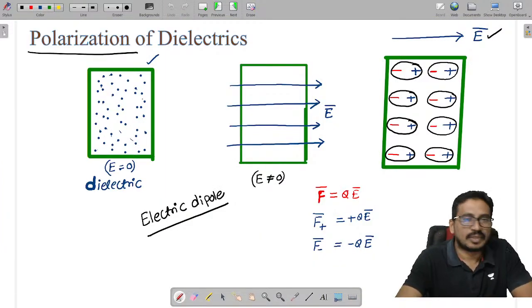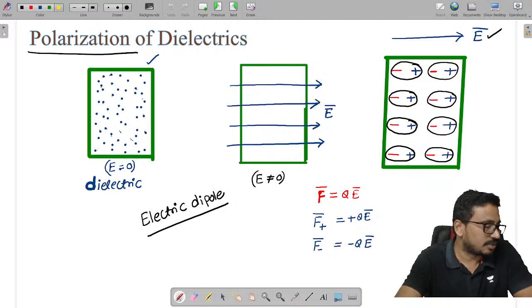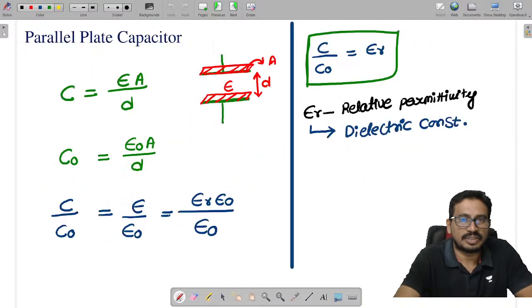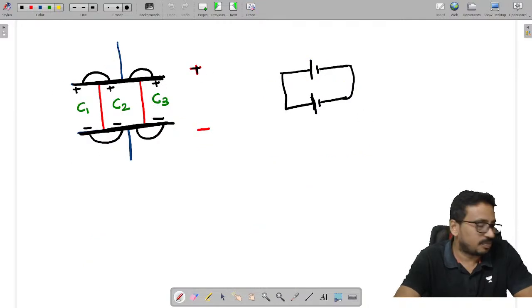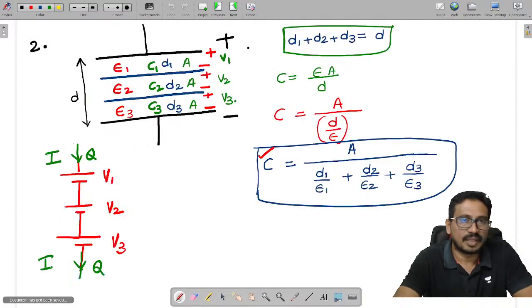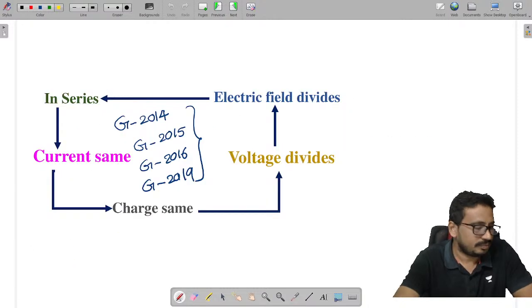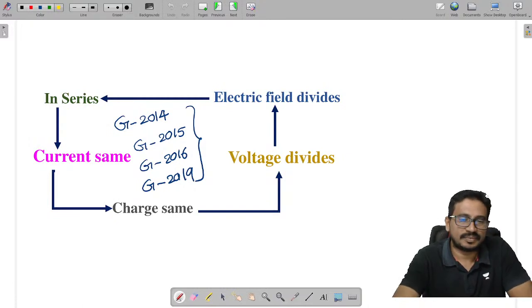Chalo, last class we have discussed the dielectrics and all these things. If you have any doubts, let me know here. Let's continue our discussions, all of you. This thing we have discussed.